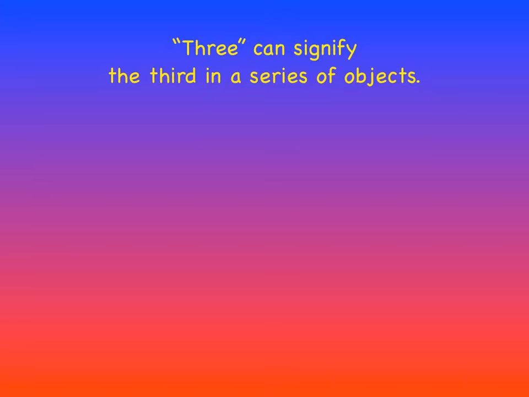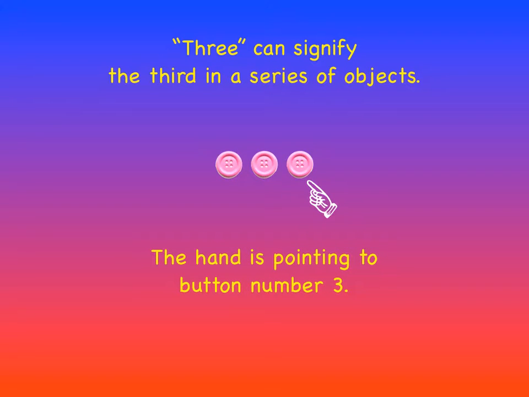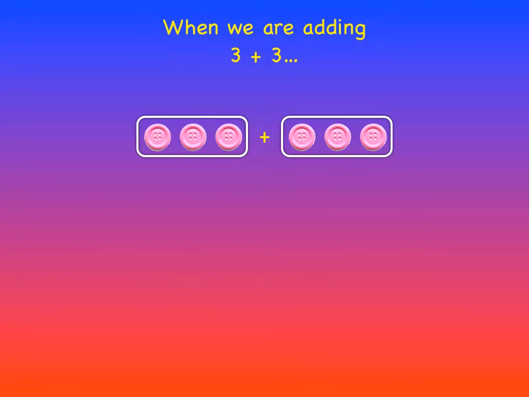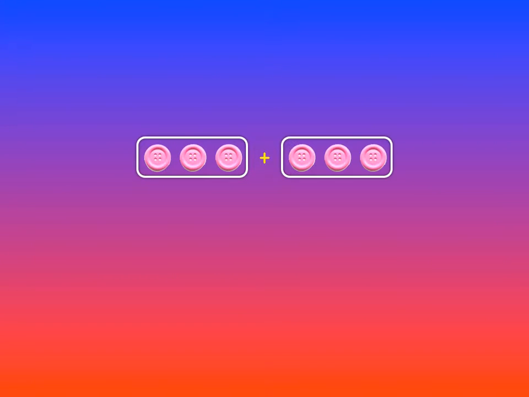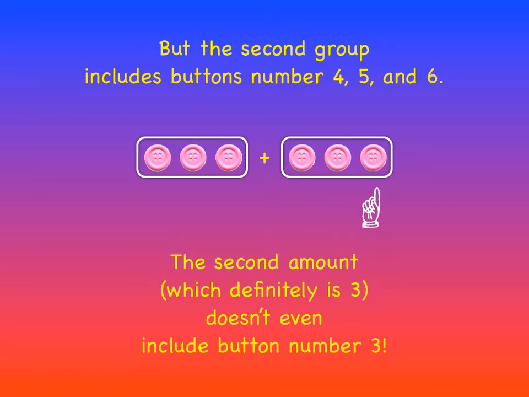3 can signify the 3rd in a series of objects. The hand is pointing to button number 3. But it is only one button. When we're adding 3 plus 3, the first group of buttons includes buttons number 1, 2, and 3. That's everything up to and including 3. This is an amount. But the second group includes buttons number 4, 5, and 6. The second amount, which definitely is 3, doesn't even include button number 3.